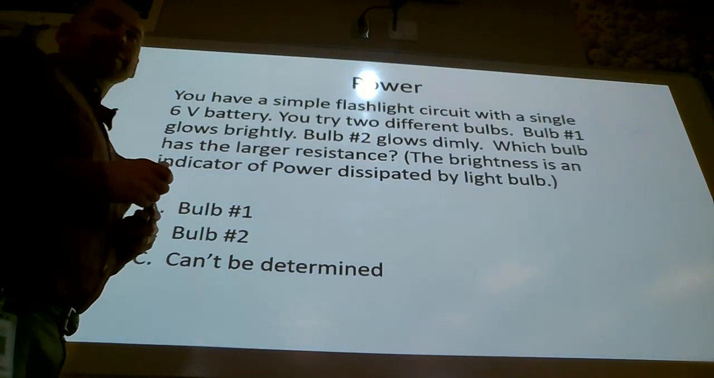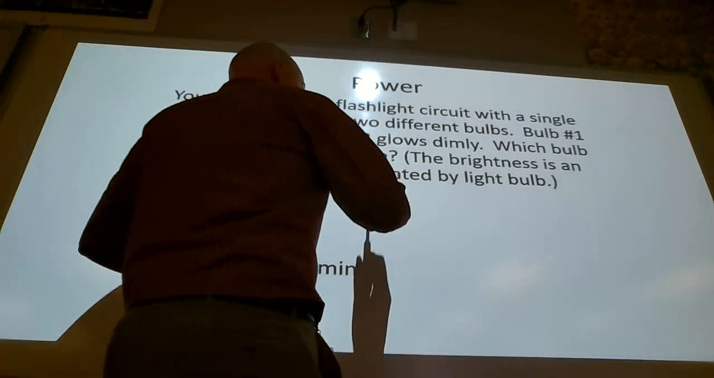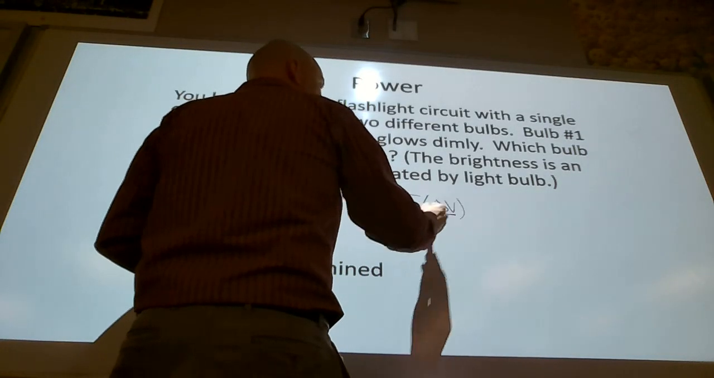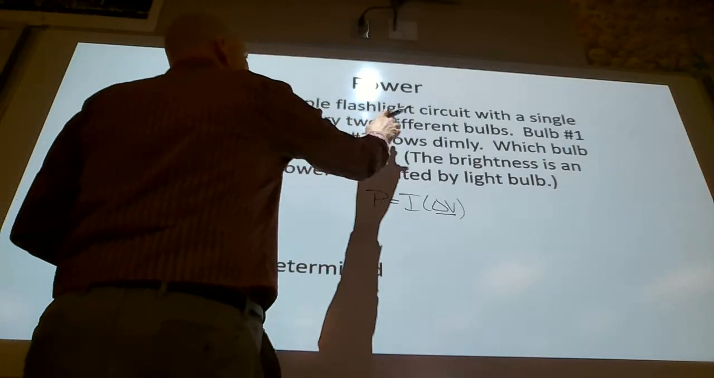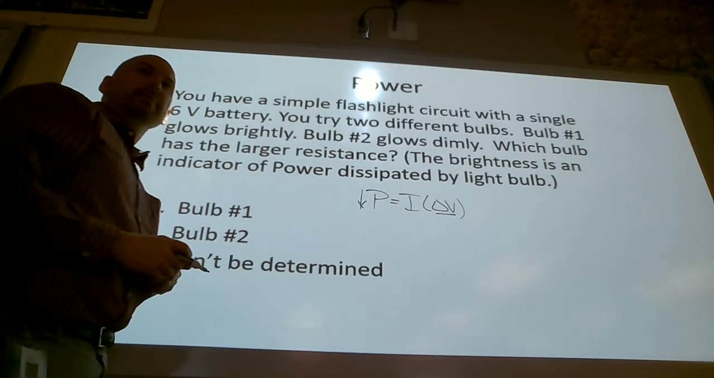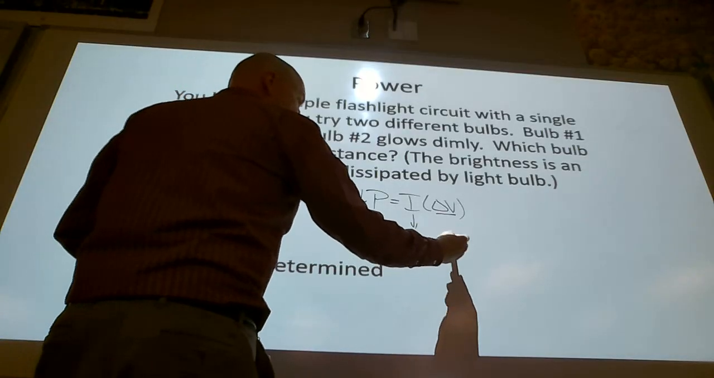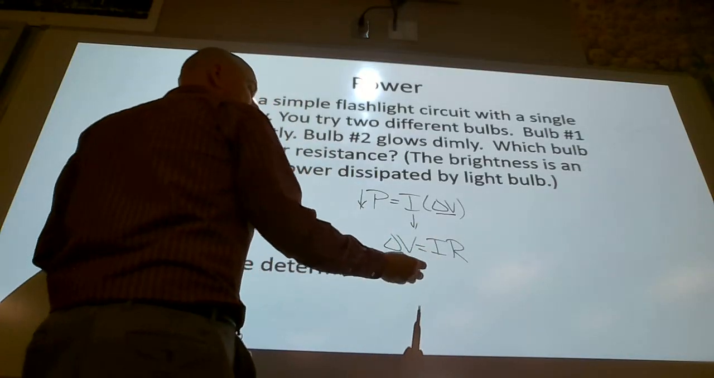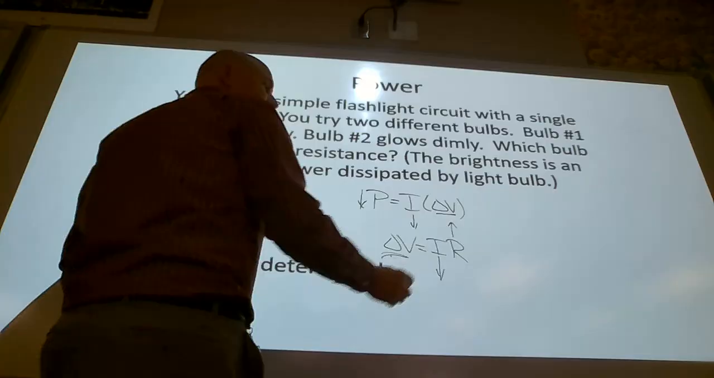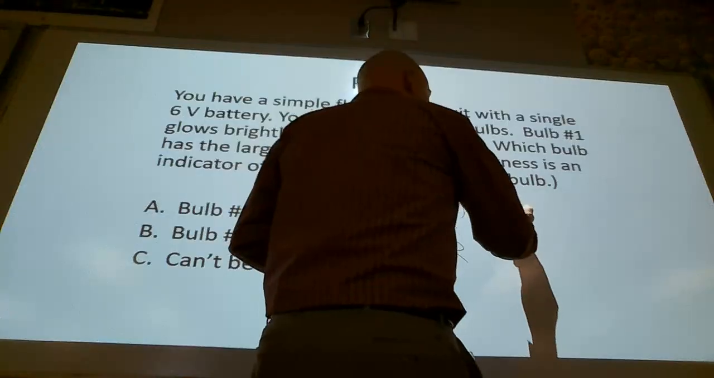So this is kind of the same question as the previous slide, just going to work it backwards. Power is equal to current times voltage. Voltage is staying the same as we go from bulb 1 to bulb 2. Current goes down, voltage staying the same, so resistance has to go up. Bulb 2 has more resistance. Or you can go straight away to this.